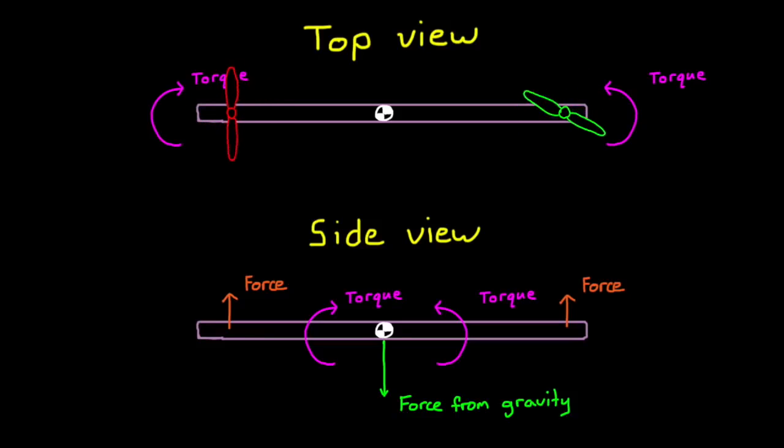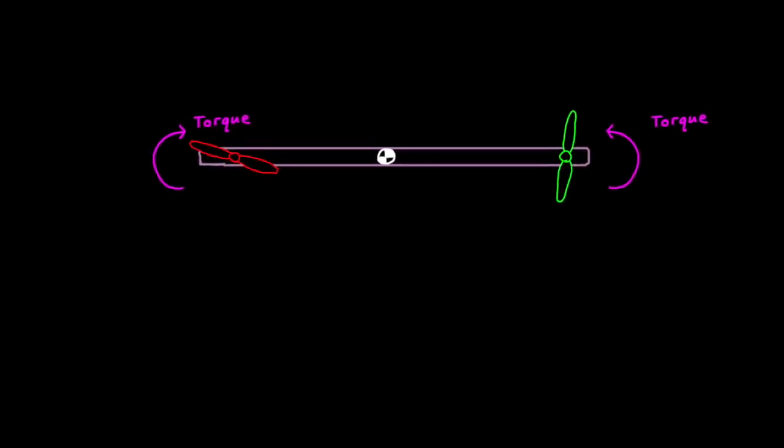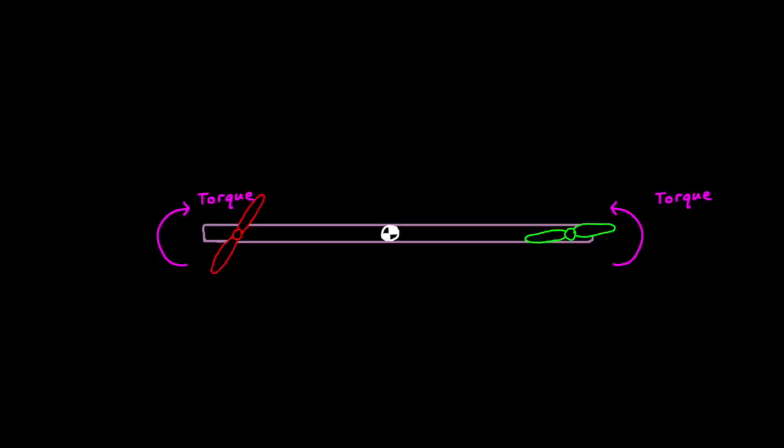Now, to counter this torque, we could spin the 2 motors in opposite directions, and that would work just fine for 2 dimensions. But a bar with only 2 motors would not be able to generate torques in the 3rd dimension. That is, we wouldn't be able to roll this bar.